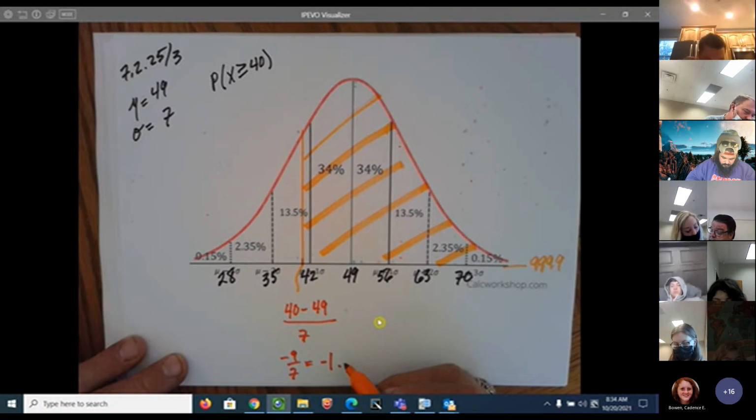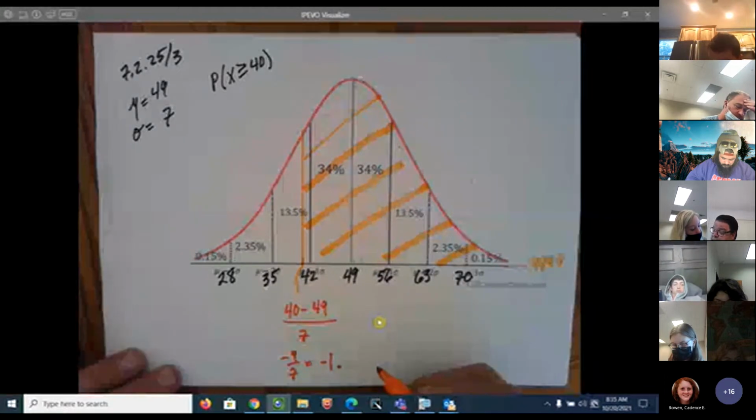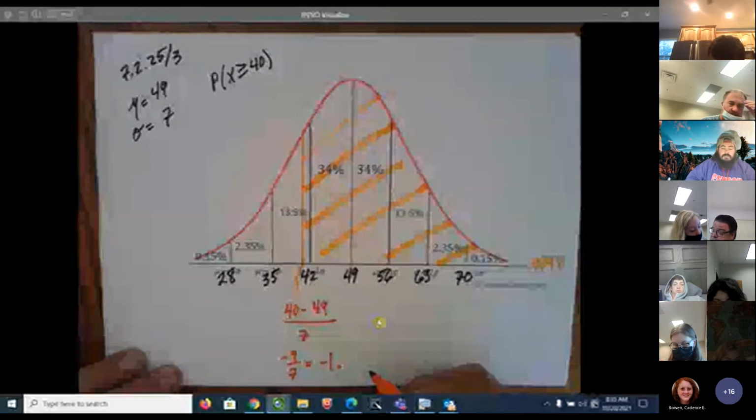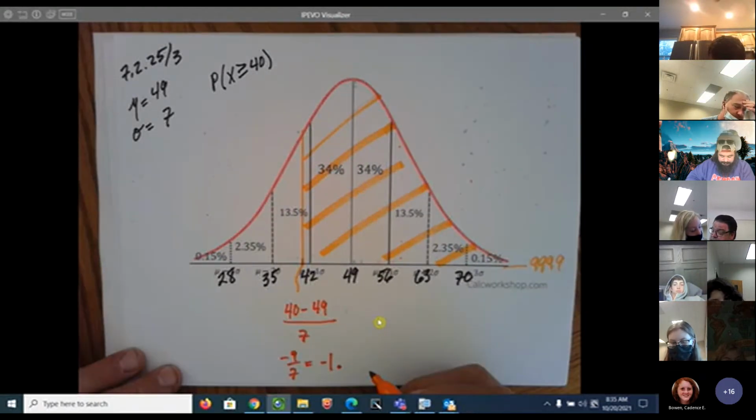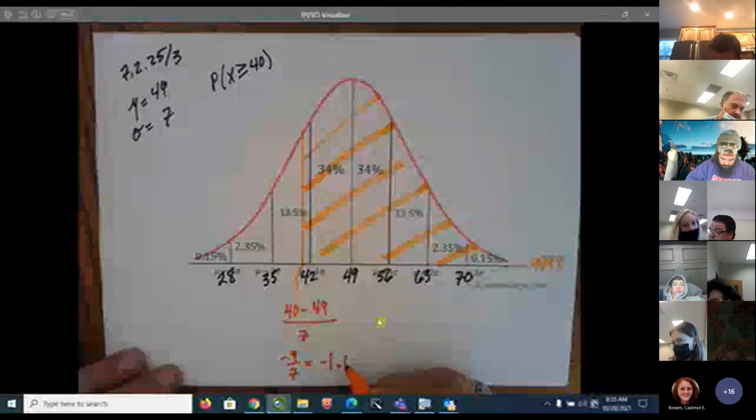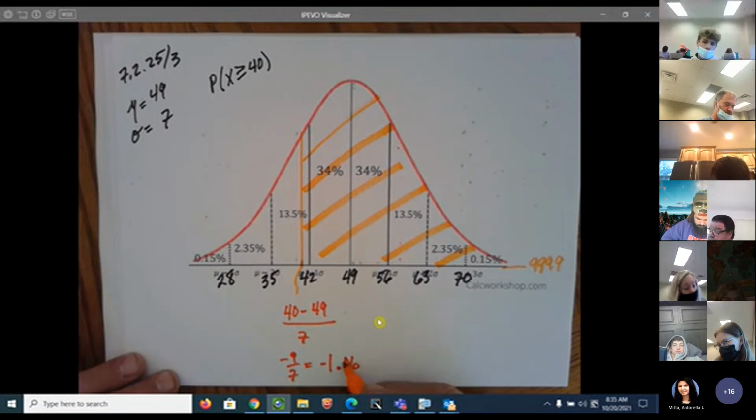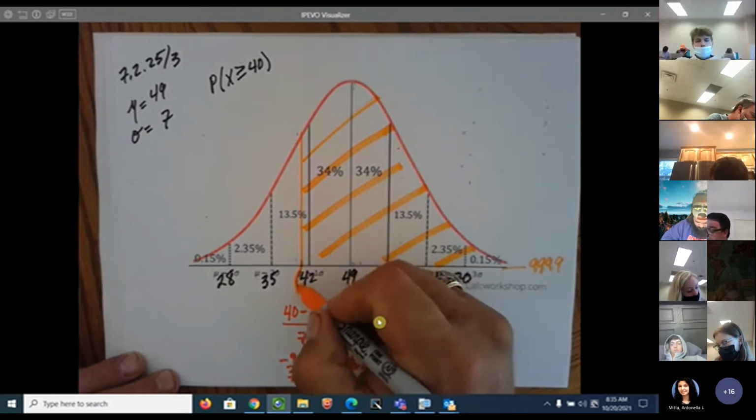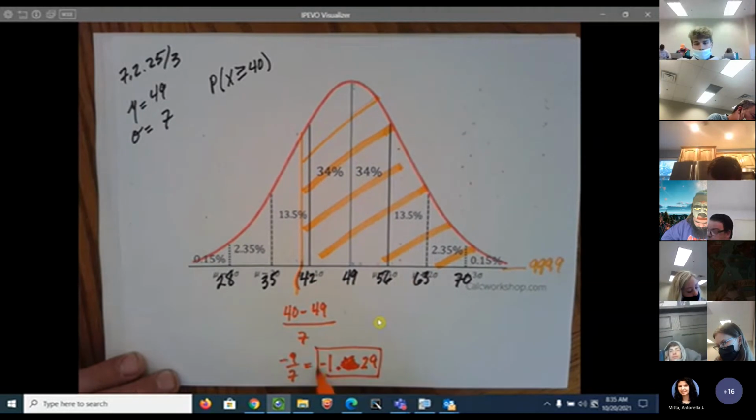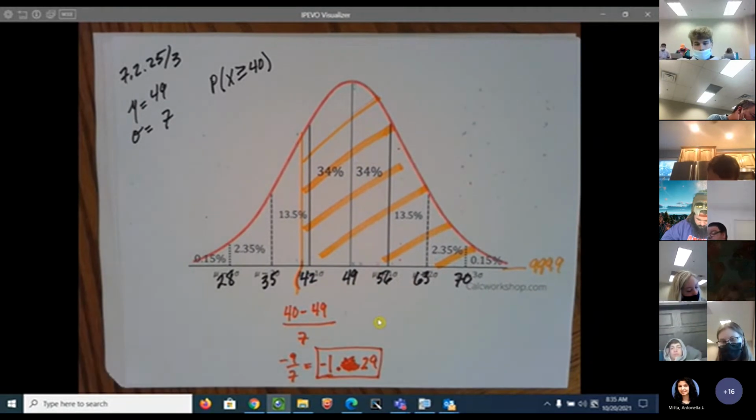Let's see, what's 9 divided by 7, somebody? Two decimal points. 7 goes into 9 one time, that'll leave 2. 1.29. I can't add. So that's 1.29, so negative 1.29 to infinity.